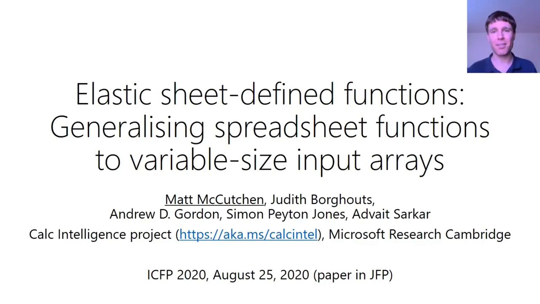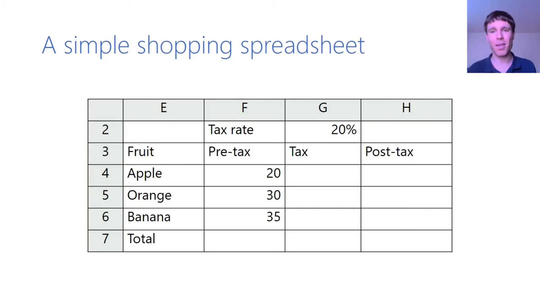The spreadsheet is by far the most widely used functional programming environment because it's so easy to use, even for people unfamiliar with conventional programming. For instance, suppose we're shopping for a set of foods and the prices are given without tax. We want to compute the total amount we'll pay, including the tax. We just type our starting data into the cells and enter the formulas we want to calculate into other cells.